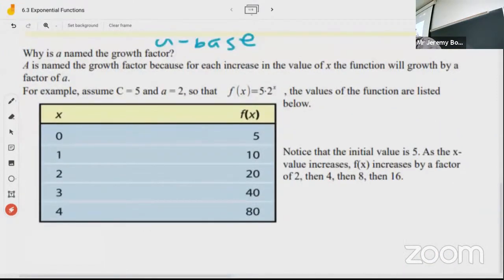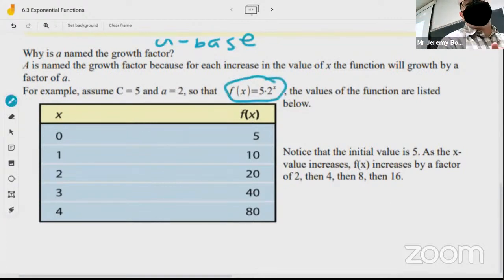All right, so what are we doing here? Here we're assuming that we have the function where C is equal to 5 and A is equal to 2. So it's going to be this function right here: f of x is equal to 5 times 2 raised to x. If we look at the data for that one, when x is 0, y is going to be 5. That's going to be our initial value, the value we start at when x is 0.